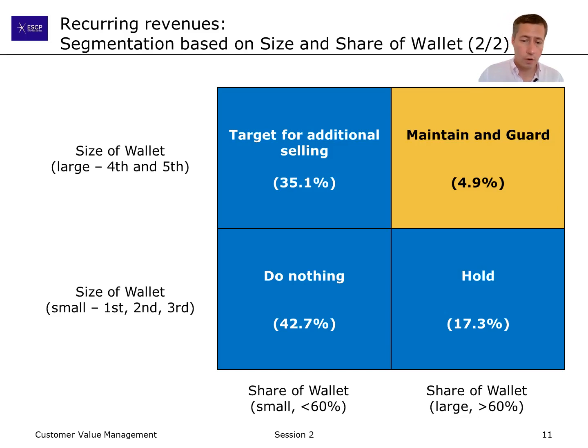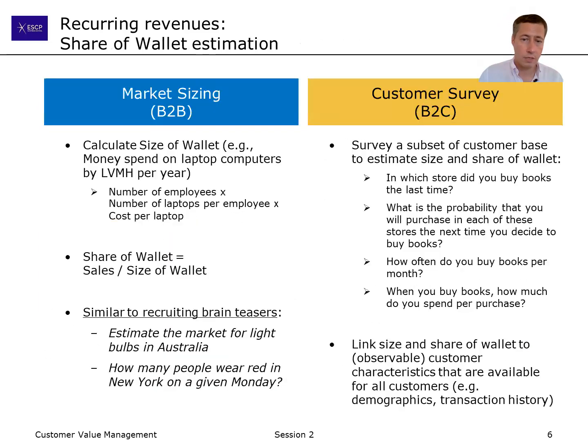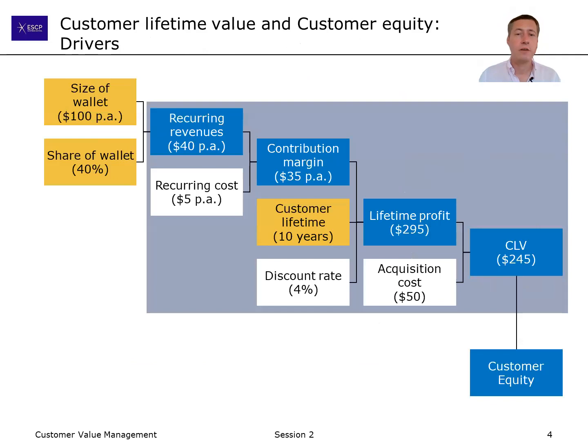I talked to you on the previous slide when we talked about CLV that very often companies may actually only start with recurring revenues. And this is correct. You do not need to calculate size and share of wallet if you want to calculate CLV, especially not if you already have revenue. But hopefully these slides have shown you that calculating size and share of wallet is not rocket science. And hopefully they have also shown you that this information can be very valuable. But now let's focus on the next point, which is customer lifetime.